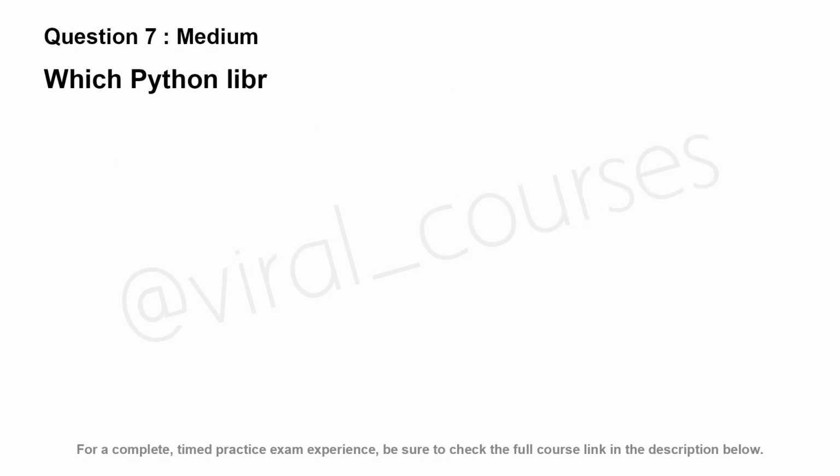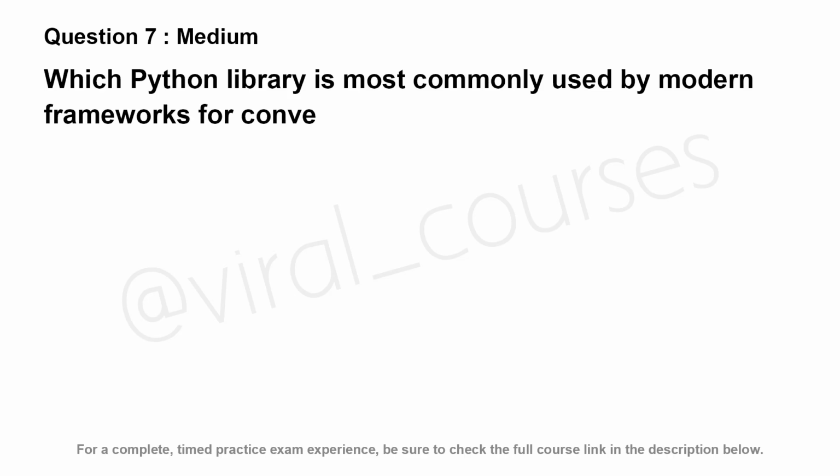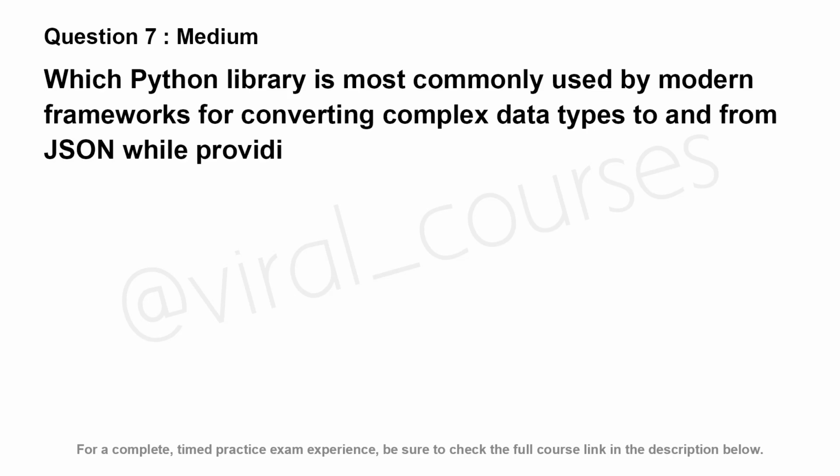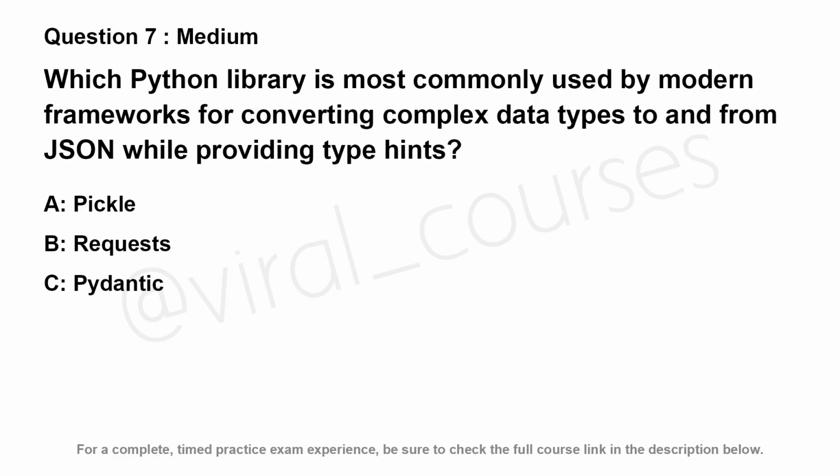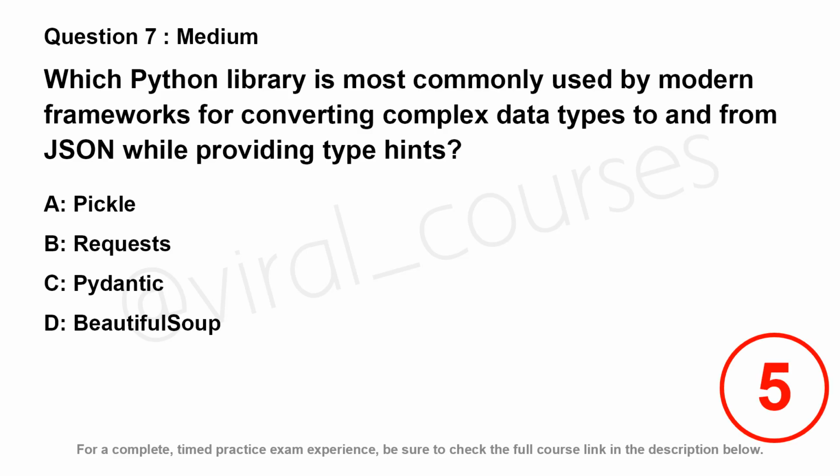Which Python library is most commonly used by modern frameworks for converting complex data types to and from JSON while providing type hints? Option A, Pickle. Option B, Requests. Option C, Pydantic. Option D, Beautiful Soup.